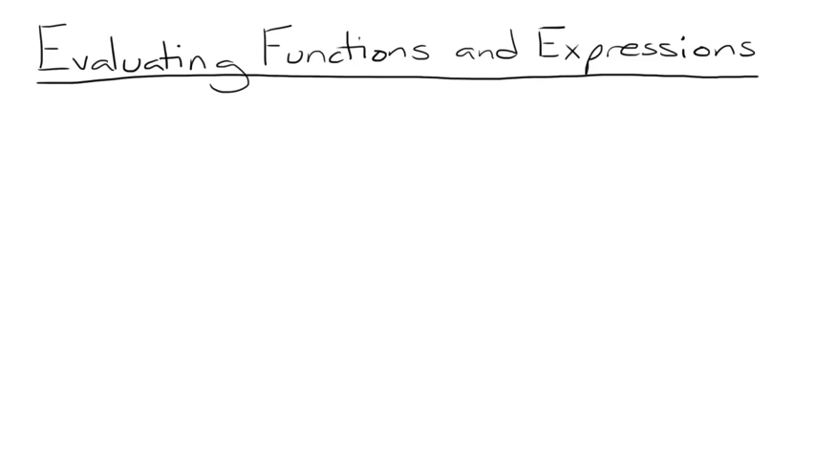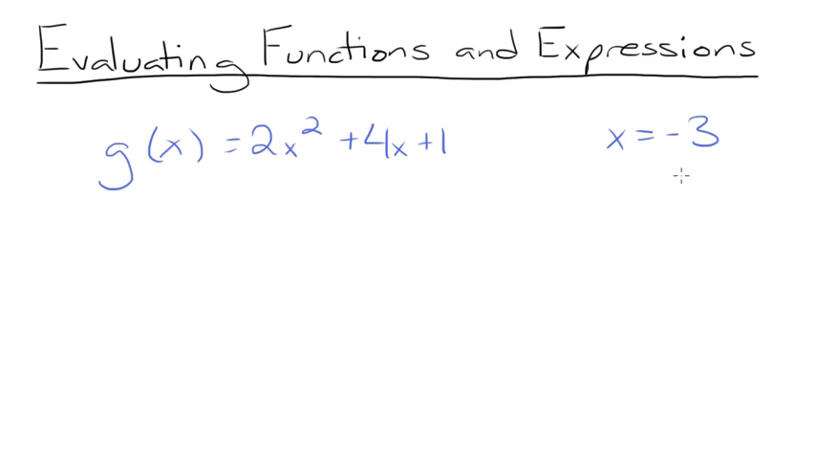Let's try another one. Evaluate the function g of x equals 2x squared plus 4x plus 1 at x equals negative 3. Don't let the g of x confuse you. Treat it just like you would if there were an f of x. Since we are evaluating at x equals negative 3, solve for g of negative 3.